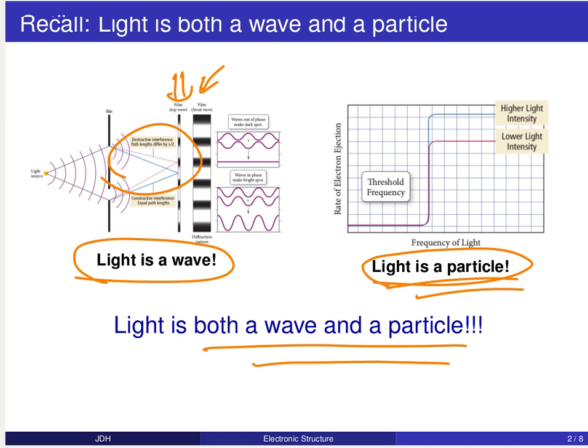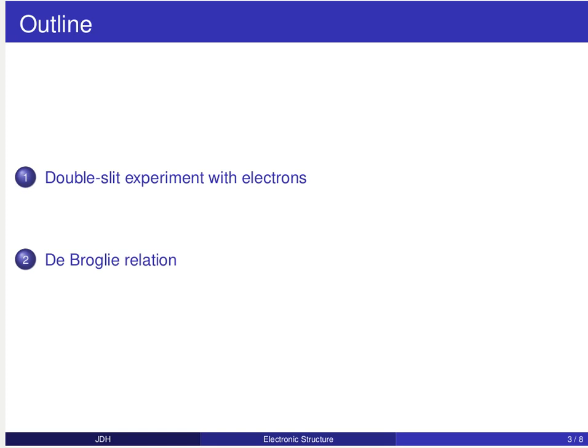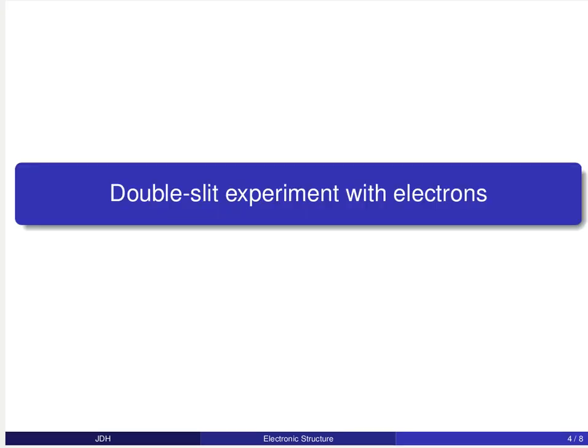electrons. So in doing this, we're going to actually follow the same sort of experimental path that we did with photons initially, and we're going to actually perform a double slit experiment, but this time we're going to use electrons as the particles being fired at that double slit. And then we're going to use the results of this double slit experiment to motivate the so-called de Broglie relationship. Okay, so on to the double slit experiment with electrons.